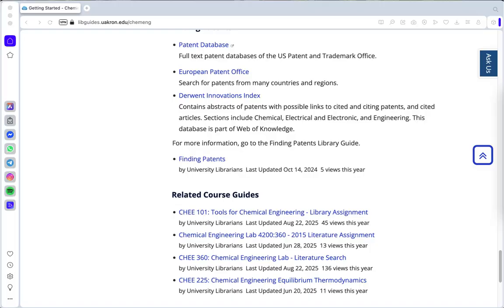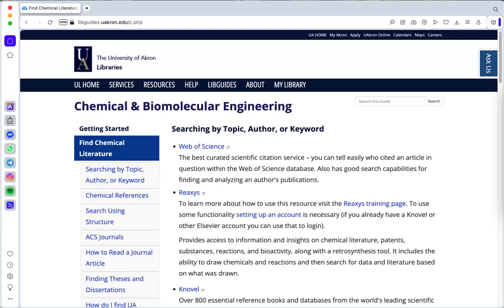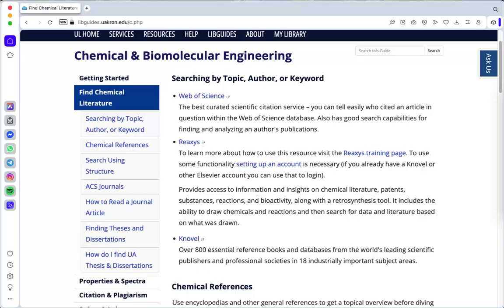Also on this page, there are related course guides, such as the course guide for your course, which is Tools for Chemical Engineering. So let's talk about the other sections of this guide. The first one is Find Chemical Literature. The first one is about databases.